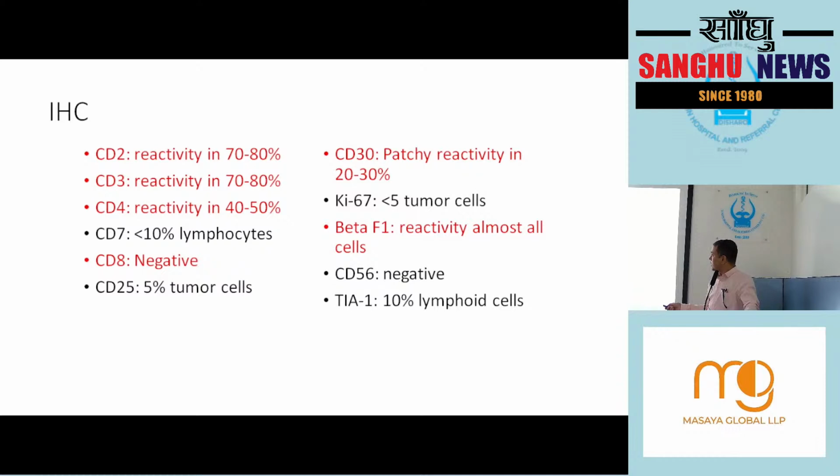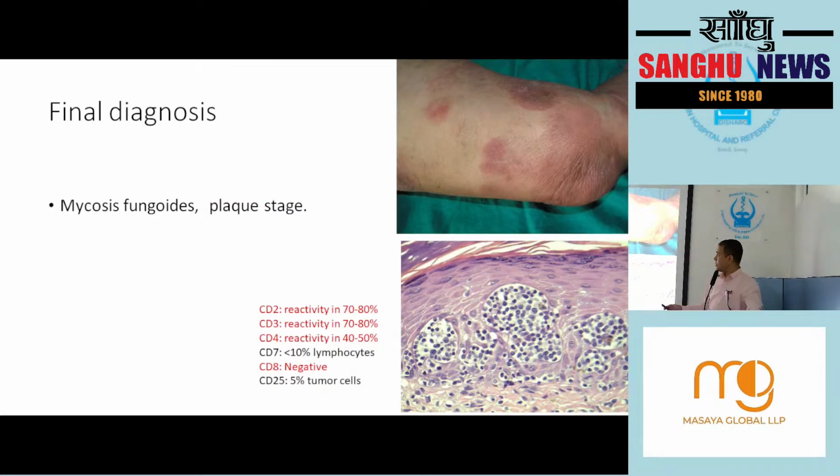And CD3 is positive in most of the cells, CD2 positive, CD4 positive, and CD8 negative. Then the diagnosis is done. Probably a small number of CD30 positive, beta F1. With these clinical pictures, microscopic picture, IHC, diagnosis is done.